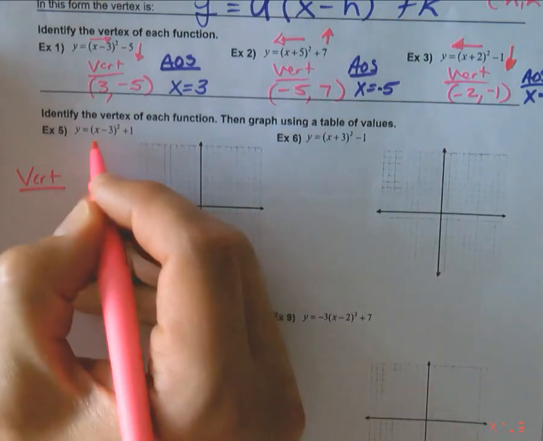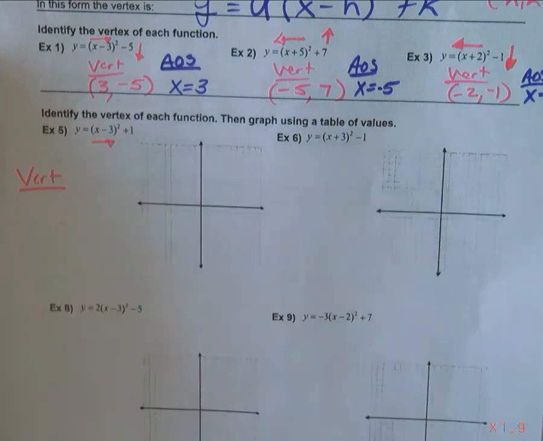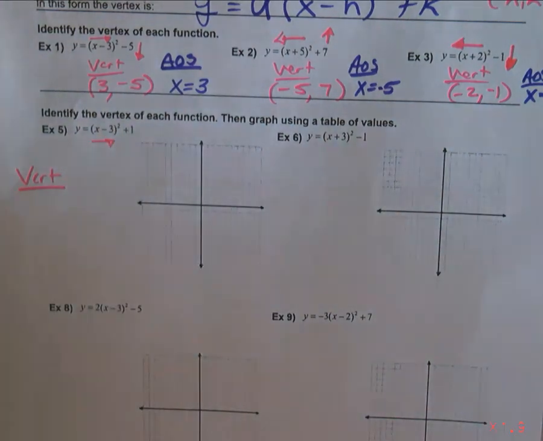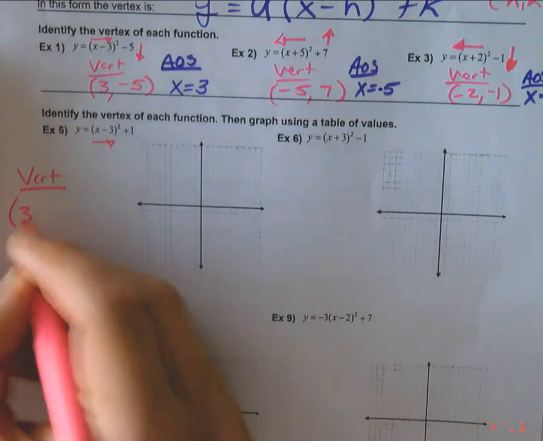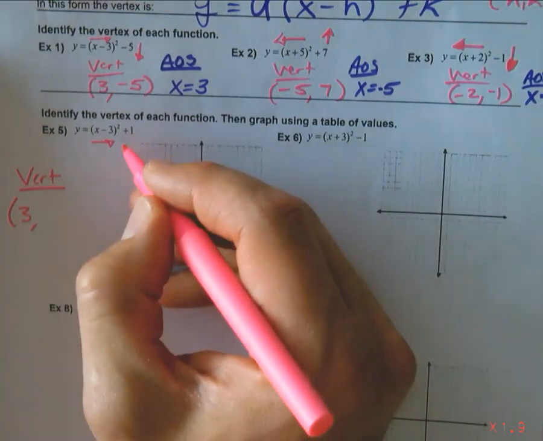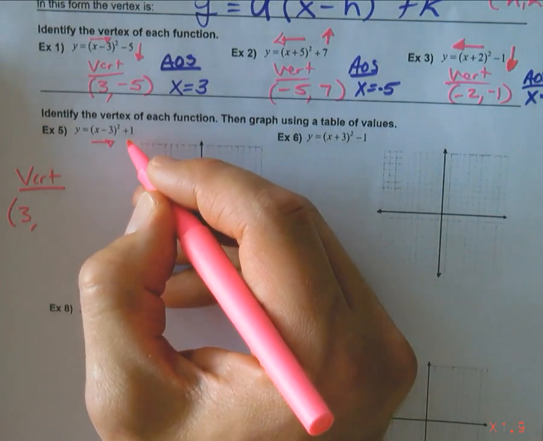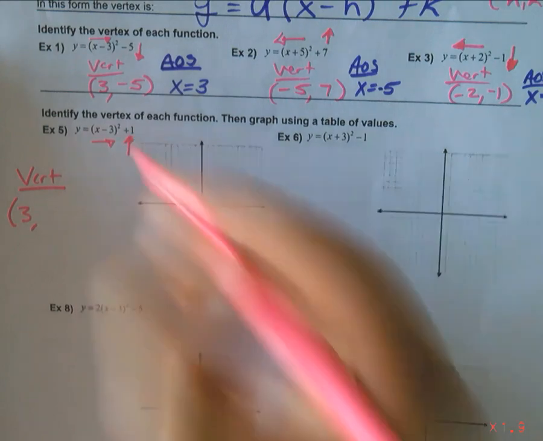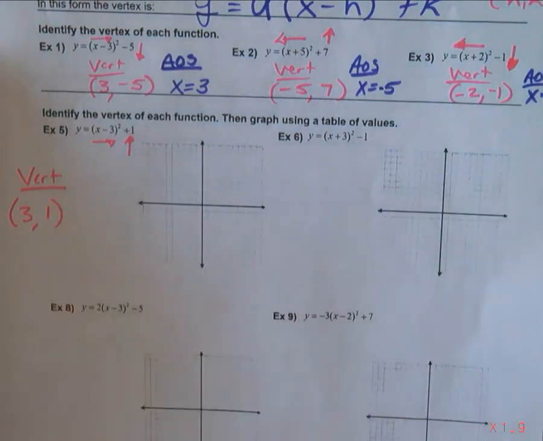I have x minus 3. That's going to move it to the right. So Michael's back there saying positive 3. And then what does this plus 1 do? Plus 1, this one goes up, so it's going to go up 1 unit.